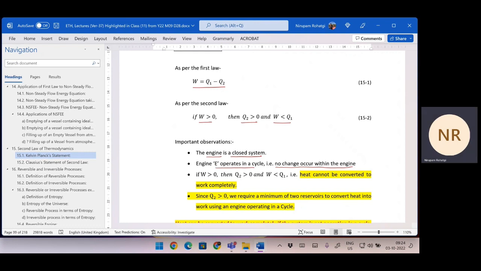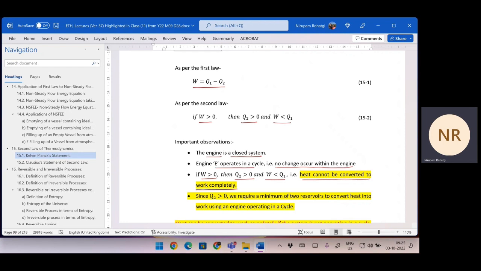Okay. Then it says, we have already talked about this, if W is greater than 0, then Q2 has to be greater than 0 and W is less than Q1. Which also means that heat cannot be converted to work completely. In other words, if Q2 is greater than 0, it means that W is less than Q1, which means that whatever heat you have withdrawn from the hot reservoir cannot be converted to work completely. Which also means that heat and work are different. Because you know that work can be converted to heat completely.